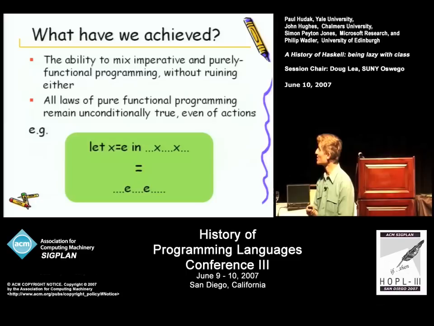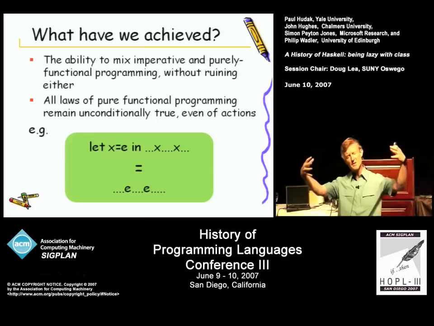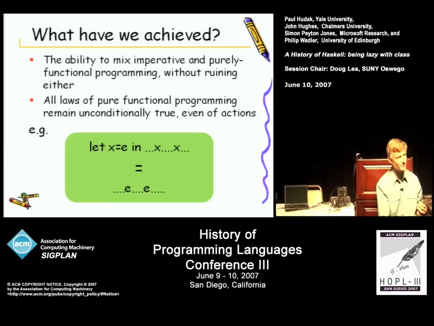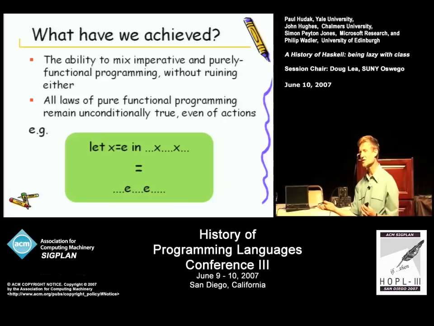What have we achieved by this purely functional stuff? We've achieved the ability to mix pure and imperative programs, pure and imperative code, in a single program without them polluting each other. And the type system keeps them separate. So all the purely functional rules, in particular beta reduction, remain unconditionally true. You don't have to say you can do inlining or beta reduction provided it has no side effects. It's still true. That's really good.